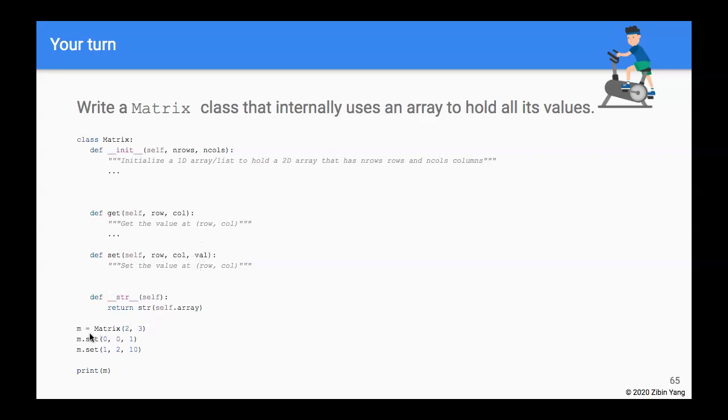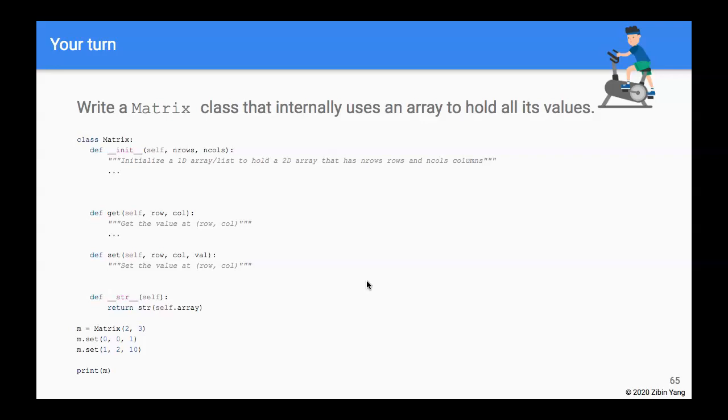And the usage of it is, let's say, in this case, we are initializing a matrix of 2 rows and 3 columns. And then we're going to set the element at row 0, column 0 to 1. And we're going to set the element at row 1 and column 2 to 10. Okay, so pause the video and try to implement this class, please.